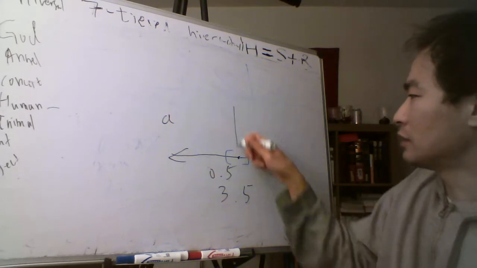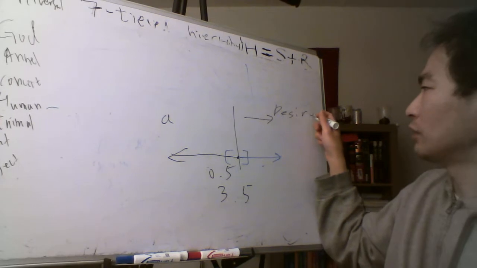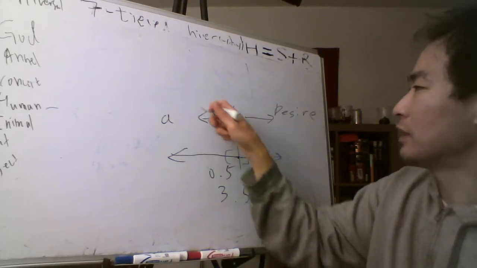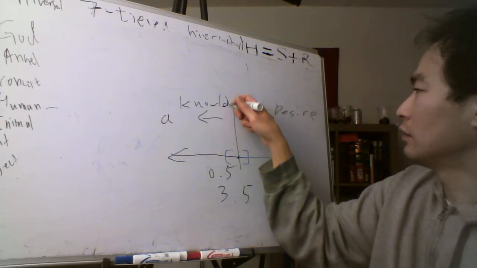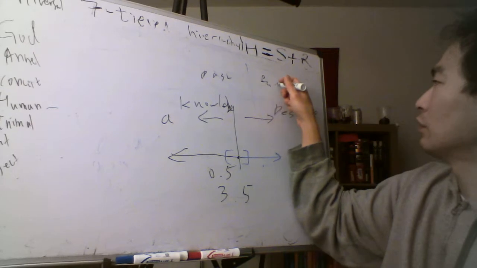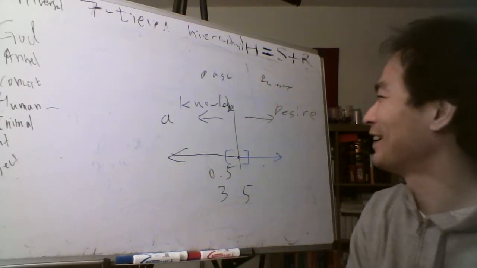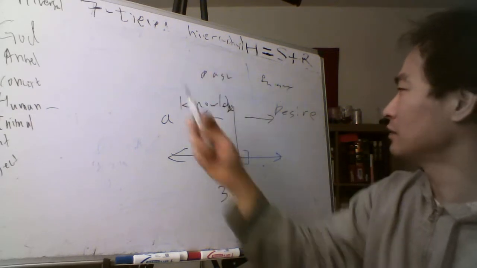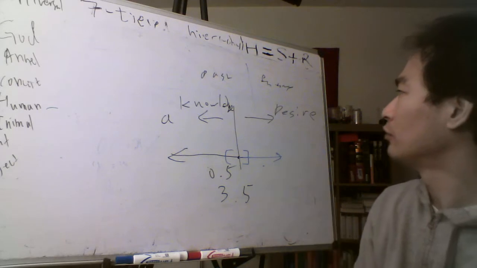So this is now, this is desire, okay? Desire is always about the future. Knowledge, opposite. Knowledge is always about the past. I'm just being lazy, okay? Knowledge is always about the past. Desire is always about the future.